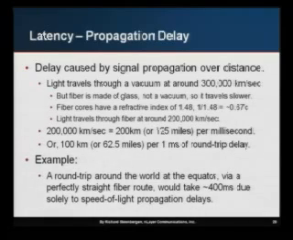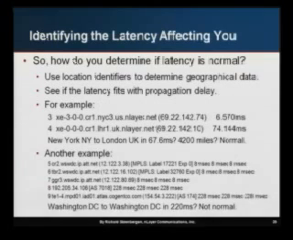And if you take into account round trip time, because that's what Traceroute measures, for every 100 kilometers, or 62.5 miles, that a packet goes out and comes back, there is going to be 1 millisecond of propagation delay due to speed of light. So, for example, if you were to go around the world at the equator via a perfectly straight fiber route, it'd take 400 milliseconds. And what are you going to do?